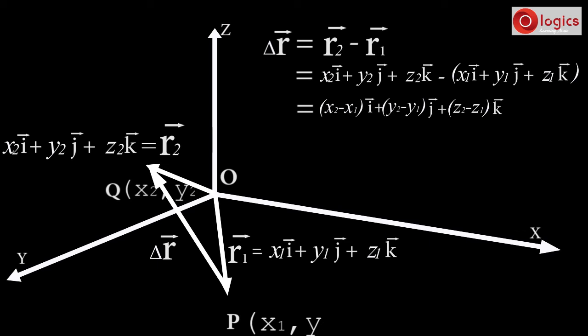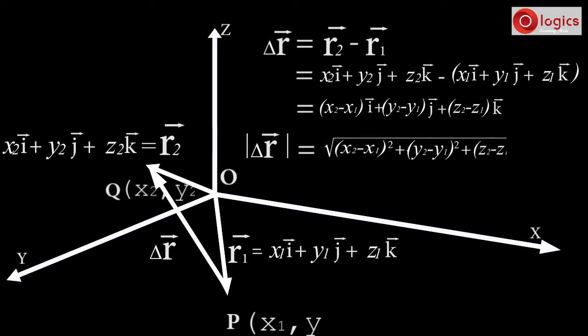Now the magnitude of displacement vector is modulus of delta r bar, which is given as square root of x2 minus x1 squared plus y2 minus y1 squared plus z2 minus z1 squared.